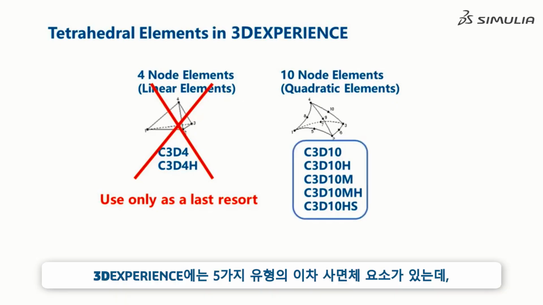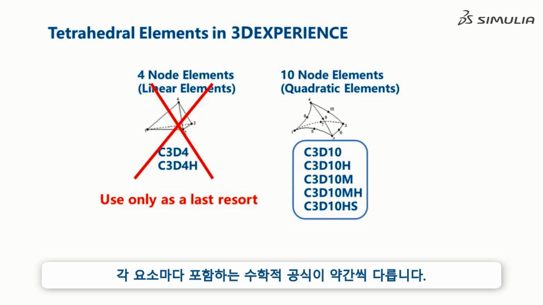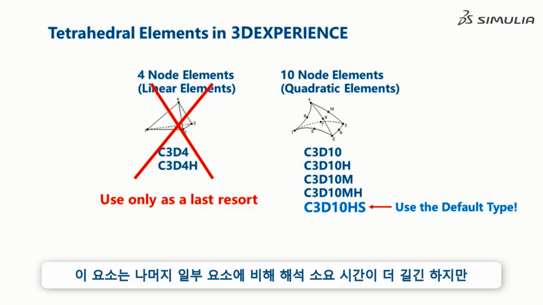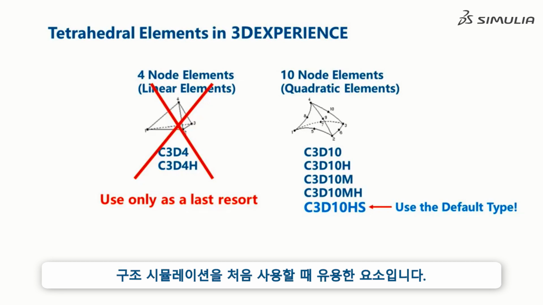There are 5 types of quadratic tetrahedral elements in 3DEXPERIENCE. The mathematical formulation of each of these elements is slightly different. The C3D10HS element is the default tetrahedral element type. While this element requires a longer solution time than some of the other elements, it is a great element to use when you are first starting to use structural simulation.